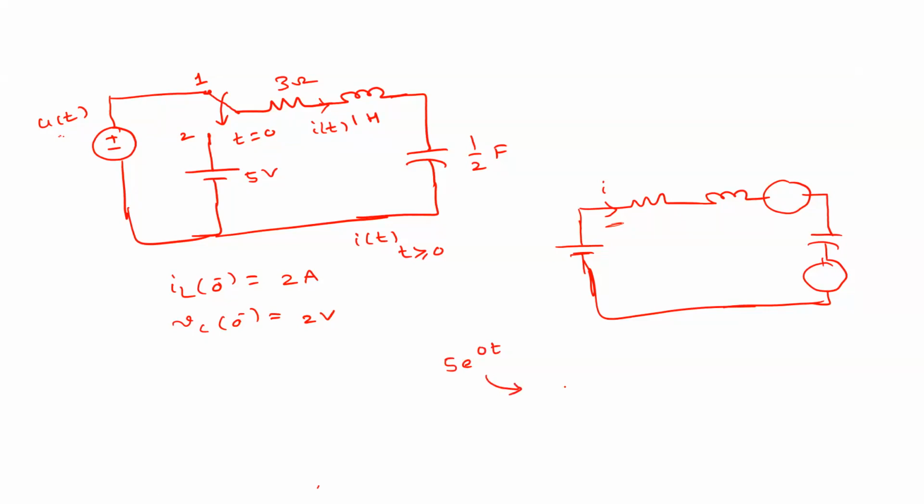What is the Laplace for this? 5 by s, right? Understood? Right, it's not 0, so we can write something like 5 into e to the power of 0 t, so it will be 5 by s. You agree with this? It's 5 by s. Yes, sir. Okay. So don't, it's not a 0.